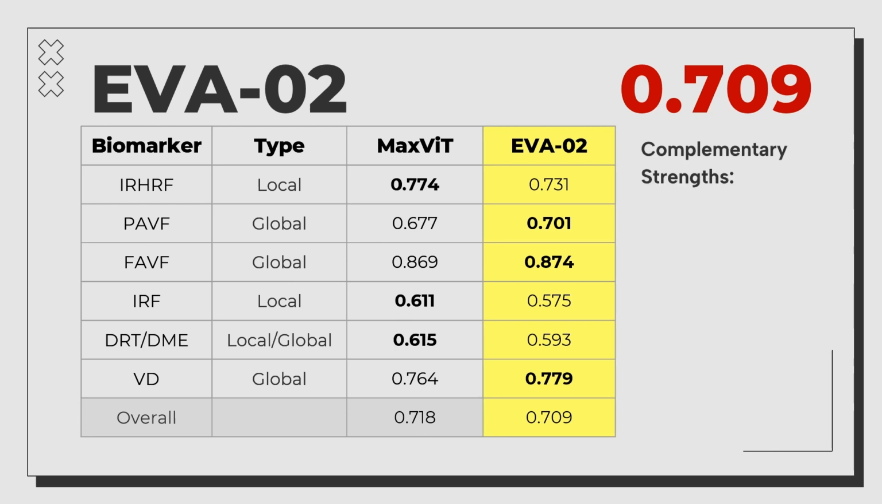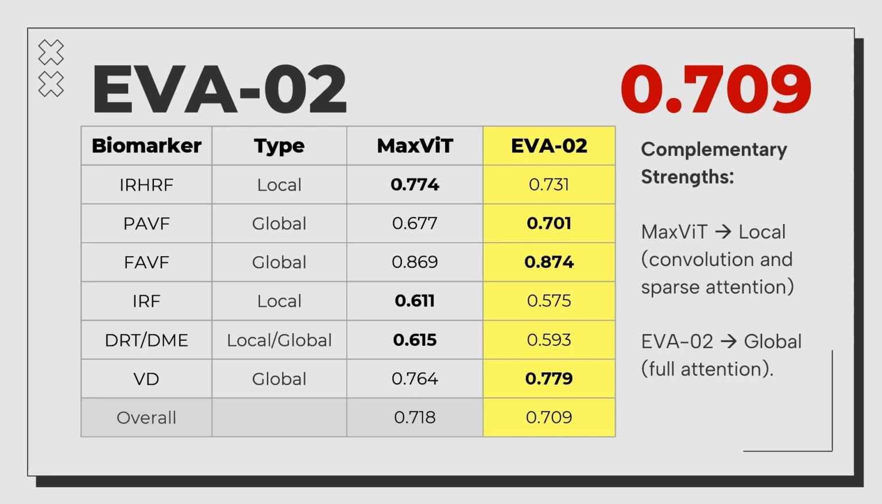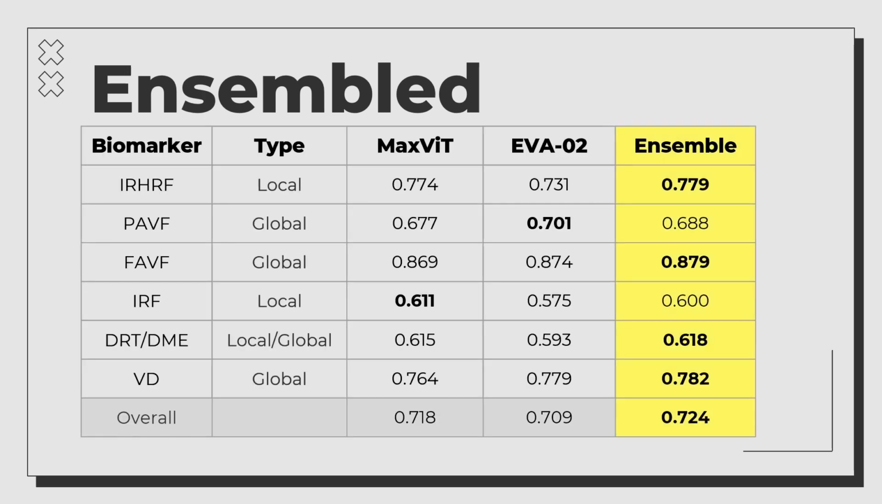But if you look at the F1 scores by biomarkers, we can see that MaxViT does better on local biomarkers and EVA does better on global biomarkers. Naturally, we want the best of both worlds. So doing a simple average of their outputs, we ensemble MaxViT and EVA, achieving our highest F1 score so far. Just to be clear, all these F1 scores were averaged across all images. We have the patient-wise F1 scores in our report. And this ensemble is our final submission to this year's Vision and Image Processing Hub.